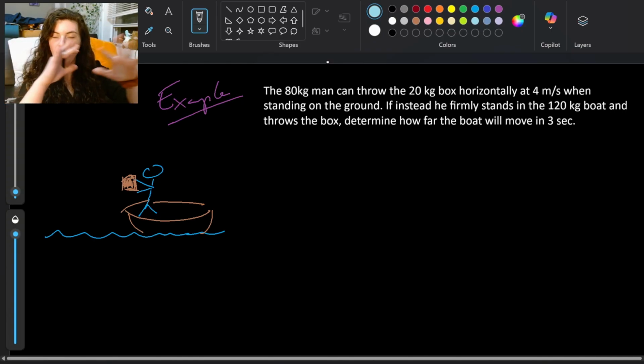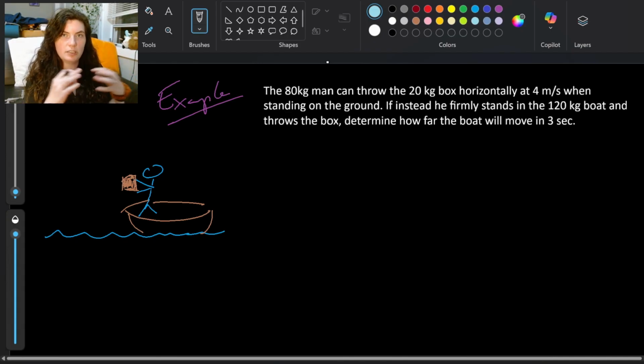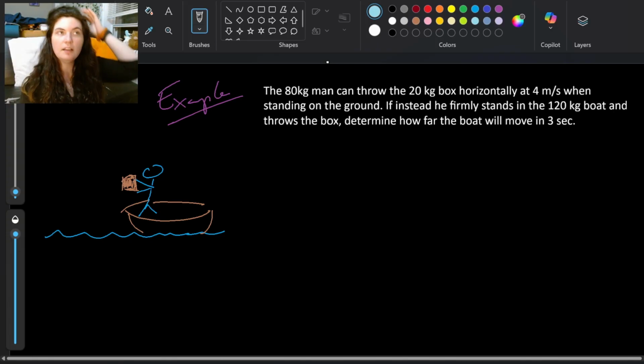So there's a lot going on here. There's a lot to process in this question. And I think the first thing we want to do is look at what's happening, right? What are the actual dynamics, physics, the actual thing that's happening in the real world in this situation? So initially, we have our man, our box, and our boat. All of these things are together, right? They're all standing together. They're in our little picture on the left. And then the man throws the box, right?